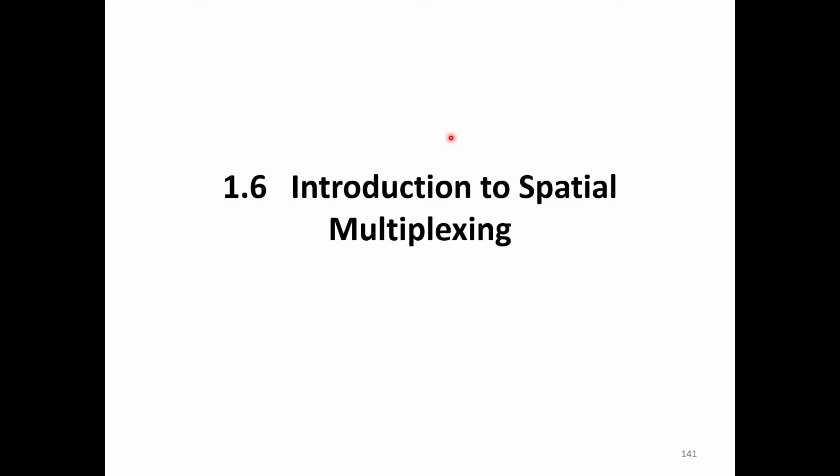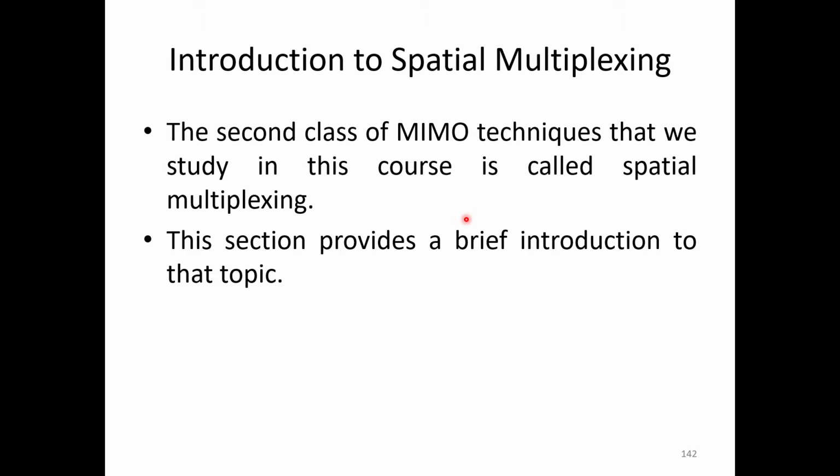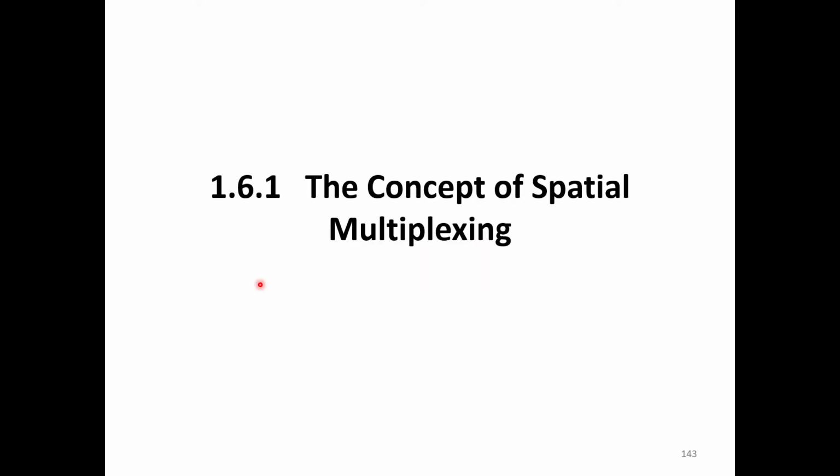Okay, next we will go to section 1.6, Introduction to Spatial Multiplexing. The second class of MIMO techniques that we study in this course is called spatial multiplexing. So the first class is the spatial diversity. This section provides a brief introduction to that topic. Okay, so first let us look at section 1.6.1, the concept of spatial multiplexing.